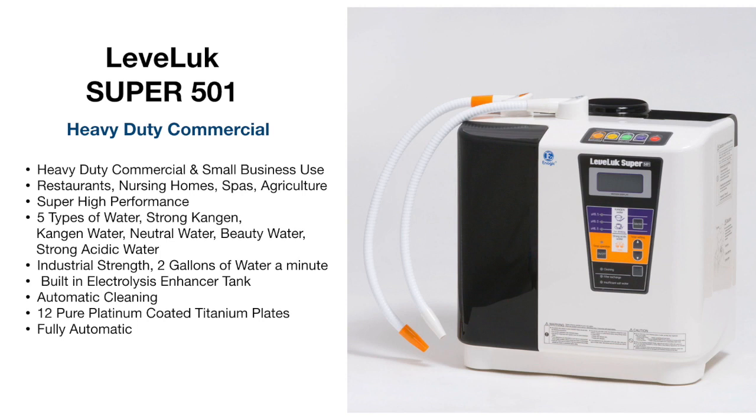Now, the other amazing feature with this system is that, do you remember the enhancer solution? That bottle you need to pour into your Kangen machine to be able to produce a strong acidic water? Well, this system here is capable of producing its own enhancer solution, meaning you no longer need to purchase those enhancer solution bottles from Enagic any longer.